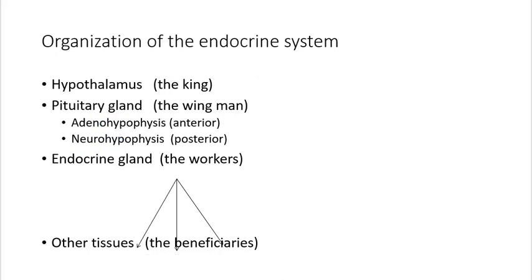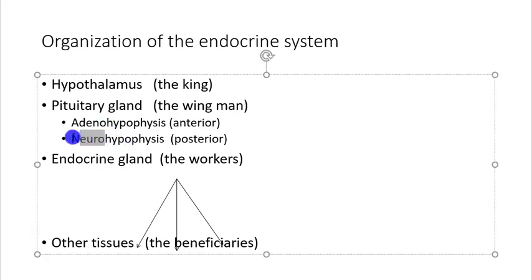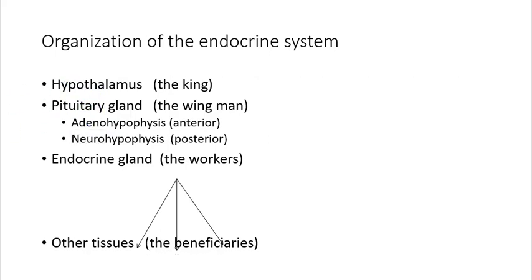The adenohypophysis is considered to be more pure glandular tissue. And then the neurohypophysis, as the name would suggest, is considered to be an extension of neural tissue from the hypothalamus. And then as the hypothalamus and pituitary gland have their method of communication, eventually signals trickle down to the endocrine glands themselves, which are the workers, like the thyroid gland, like the adrenal cortex, for example. And those endocrine glands make a bunch of hormones that then go to other tissues, which then are the beneficiaries.